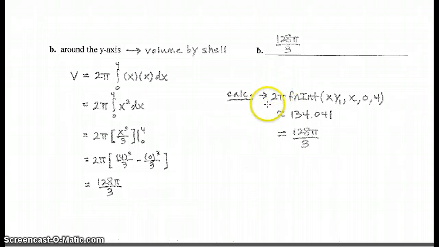In your calculator, you could set it up very easily. 2 pi times a finite integral of x times y1, comma, with respect to x, comma, from 0, comma, to 4, end it, enter, 134.041 approximately, which is equal to 128 pi over 3.